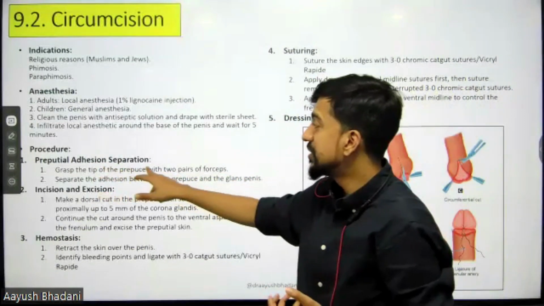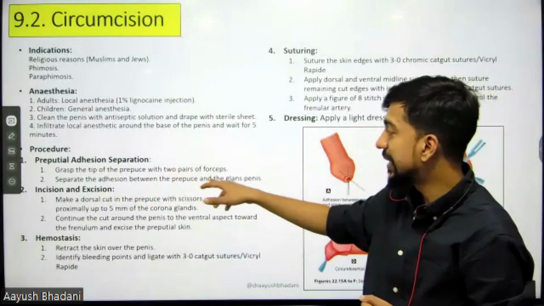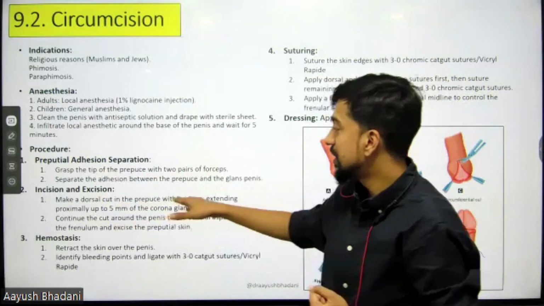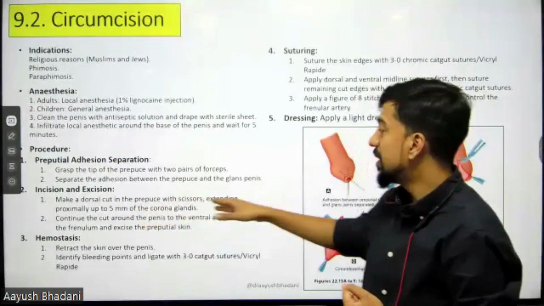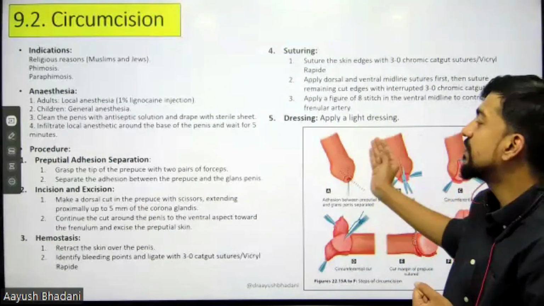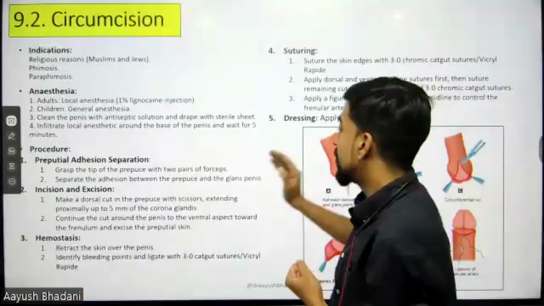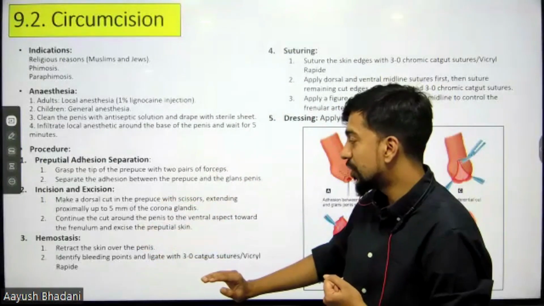Then you have the adhesion separation. That is, we grasp the tip of the prepuce with forceps and then separate the adhesions. Then we make a dorsal cut, extend proximally up to 5 mm of the corona glandis, then continue the cut around the penis to the ventral aspect and excise the preputial skin. We make sure to have good, secure hemostasis.